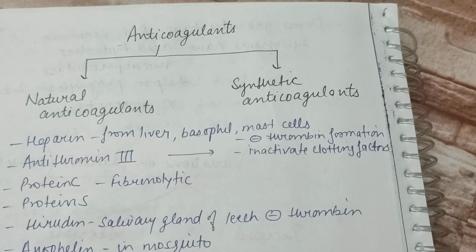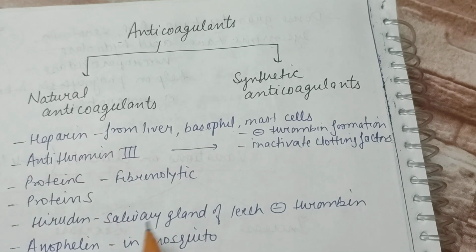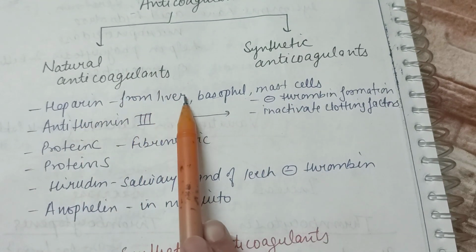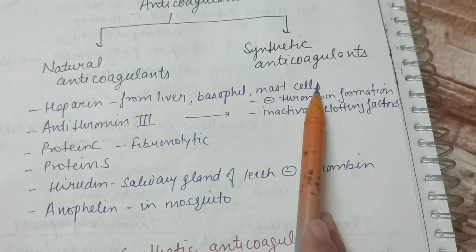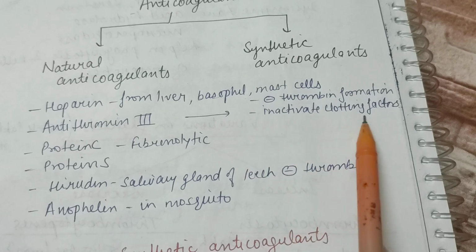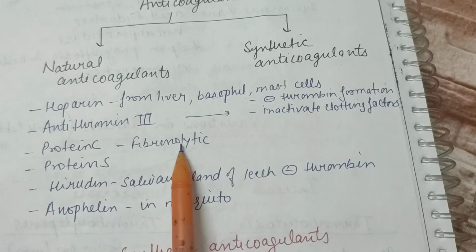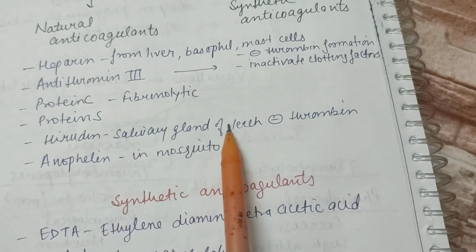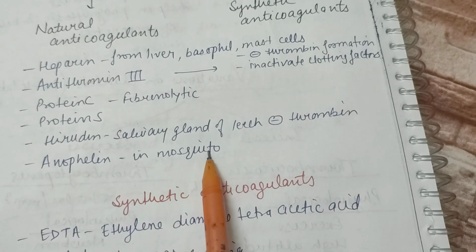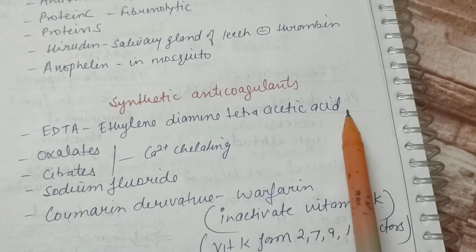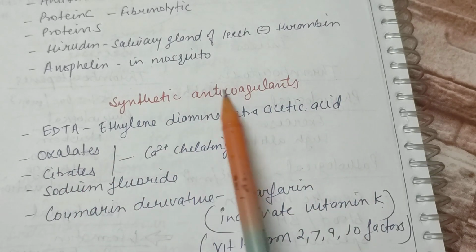Since we are talking about clotting, let's just see the names of natural anticoagulants and synthetic anticoagulants. So natural anticoagulants are heparin, which is released from liver, basophil and mast cells. Okay, then antithrombin 3, which inhibits thrombin formation and inactivates various clotting factors. Protein C, which is fibrinolytic. Protein S, they are naturally present in our blood, right? In salivary gland of leech, basically hirudin is present, which is anticoagulant. Anophelin in mosquito. Fine. Synthetic ones are EDTA, ethylene diamine tetraacetic acid, a synthetic anticoagulant.